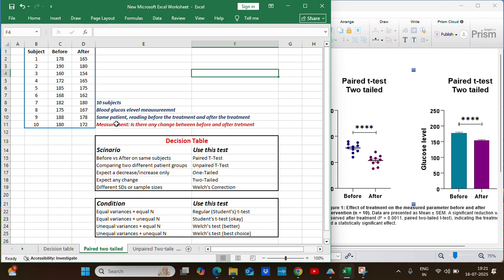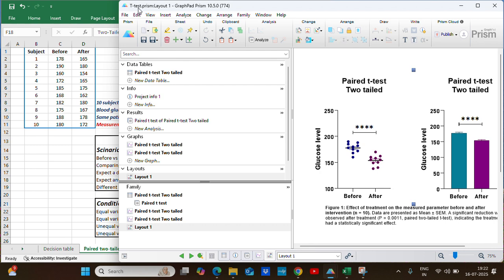And now here we are interested in whether there is any change between before and after treatment. So we are just expecting any change, so it will be two-tail. Now we are sure of what we have to analyze. Our test is a paired t-test and two-tail.